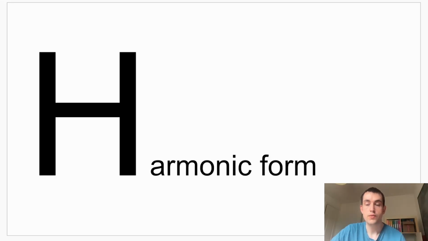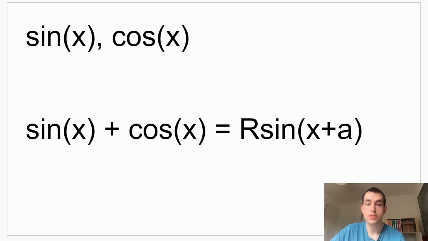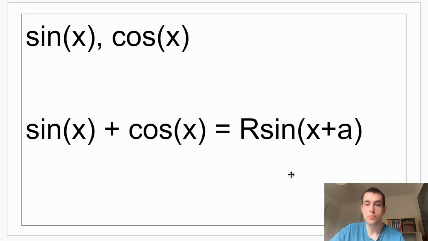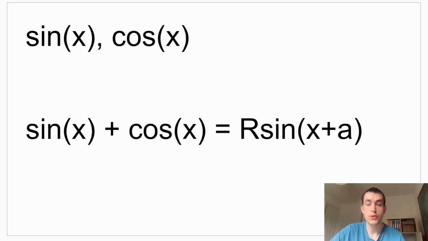H is for harmonic form. Again, you know sine and cos, but did you know any combination of sines and coses can be written in a specific form? And that specific form we call harmonic form.